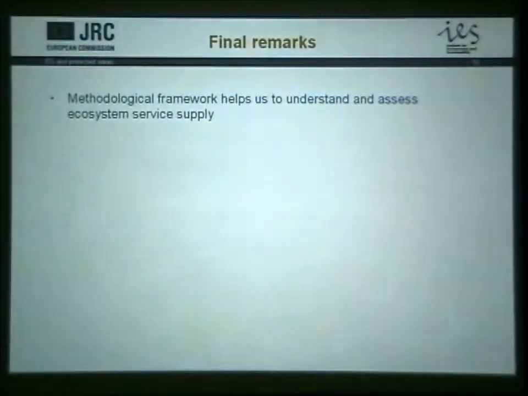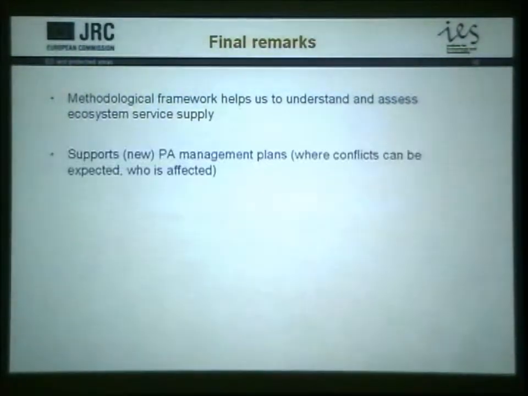To wrap this all up a bit, this methodological framework that I presented with the four blocks is a nice way to help us understand where the ecosystem services are being supplied, what the key indicators are, what is important for land use management, and what is not. If we apply this to the protected areas, we could maybe support the management plans of the protected areas, because we can now nicely identify where ecosystem services are being supplied, therefore also wanting to be used, but it might lead to a conflict. And also by making this very basic linkage to the beneficiaries, we also get an idea which groups of beneficiaries are going to be affected in a positive or in a negative way.